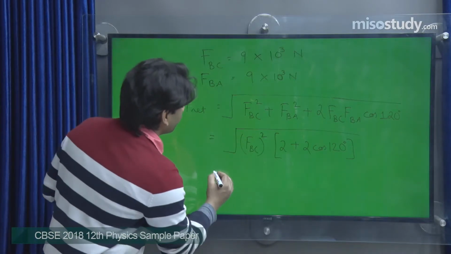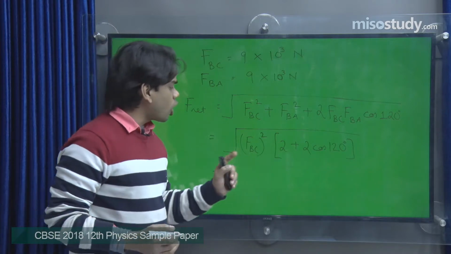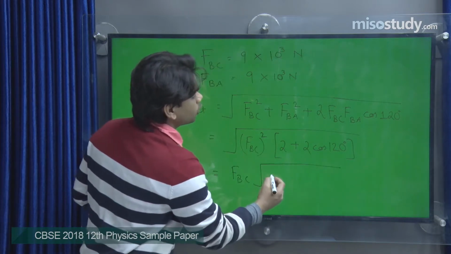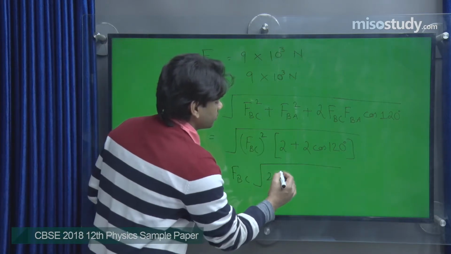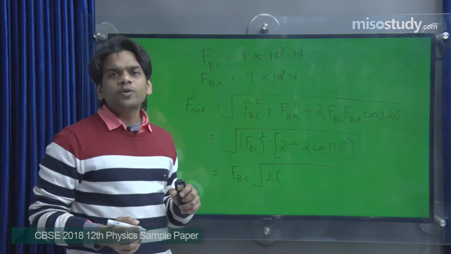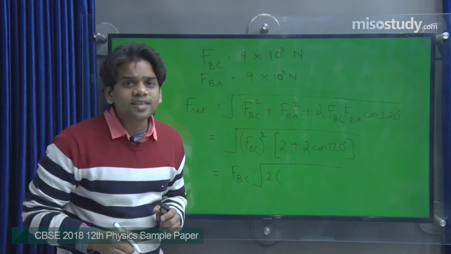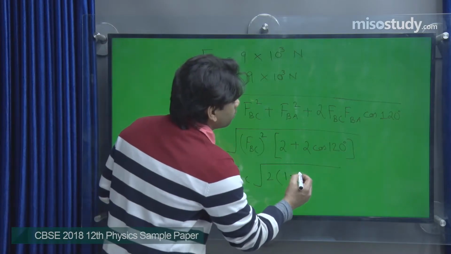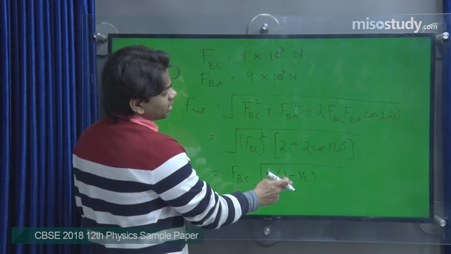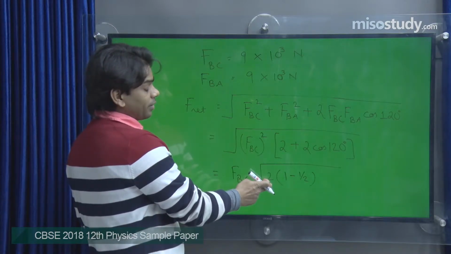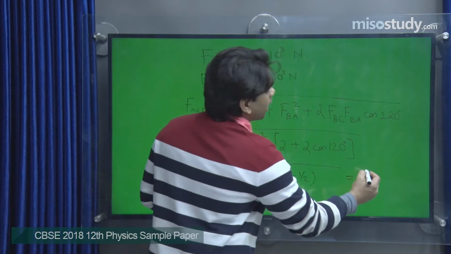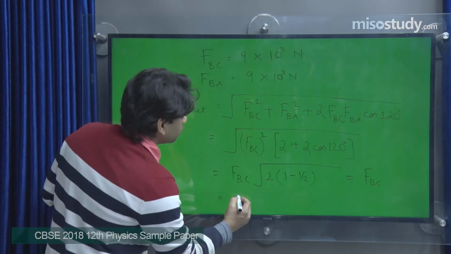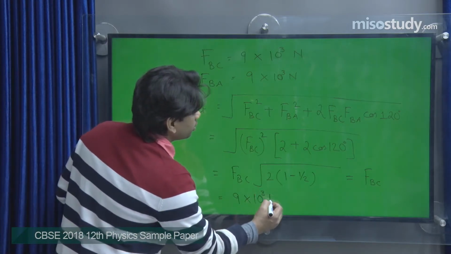Let us substitute the values. What are we going to have? We can again take 2 as common, and F_BC will come out. So F_BC, and here, taking 2 as common, 1 plus cos 120 degrees. Cos 120 we can easily make out, that is cos(pi minus 60), equal to minus cos 60, that is minus 1 by 2. So this can be written as 1 minus 1 by 2, which gives 1 by 2, and 1 by 2 into 2 gives 1. Hence this is equal to F_BC. I am only writing the magnitude. So finally the magnitude will come out to be 9 into 10 to the power 3 Newton.